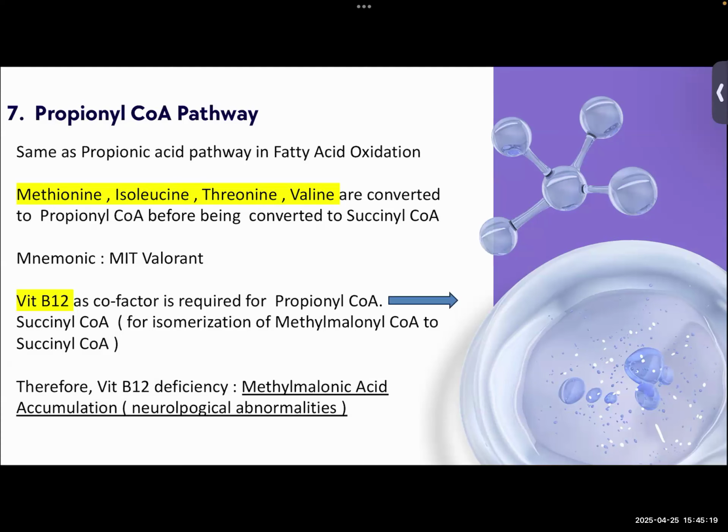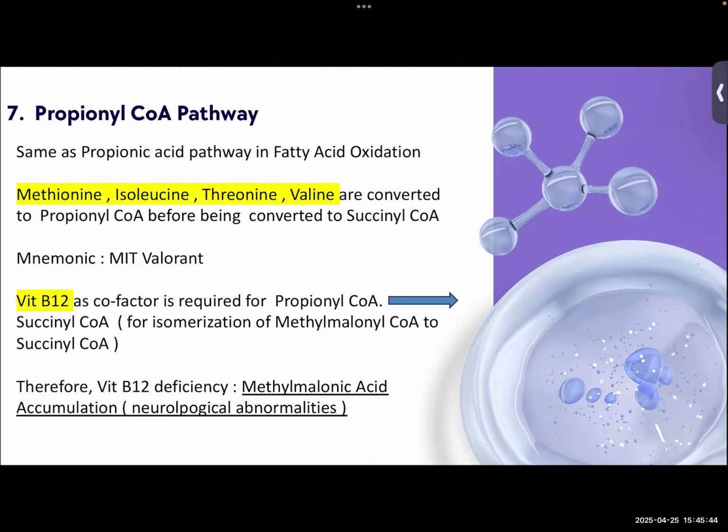Like if you guys notice, methionine was also in the previous pathway, the methionine and cysteine pathway, but it can also be broken down this way. So there are multiple ways in which they can be broken down. But you just need to remember the ones that are given in this lecture. So a mnemonic for this is MIT Valorant. I don't know, I tried to make one up for you. MIT is pretty obvious, like college in the US. And then Valorant for valine, because VAL.